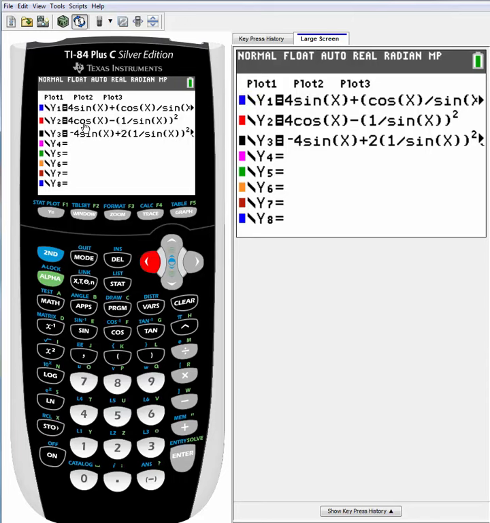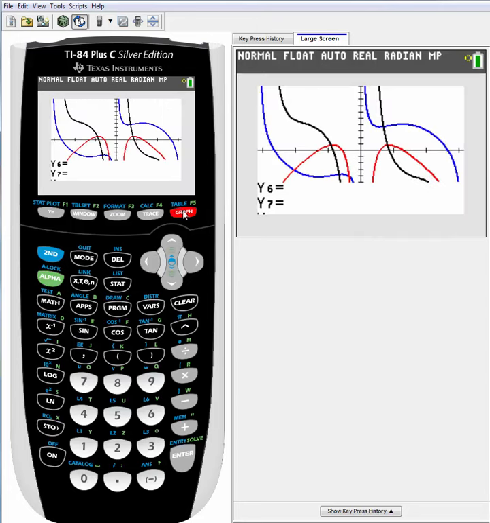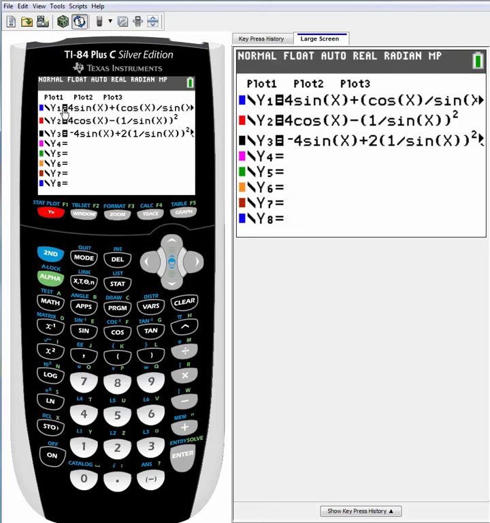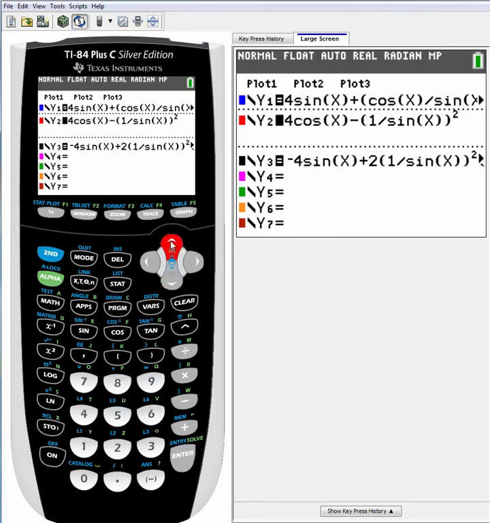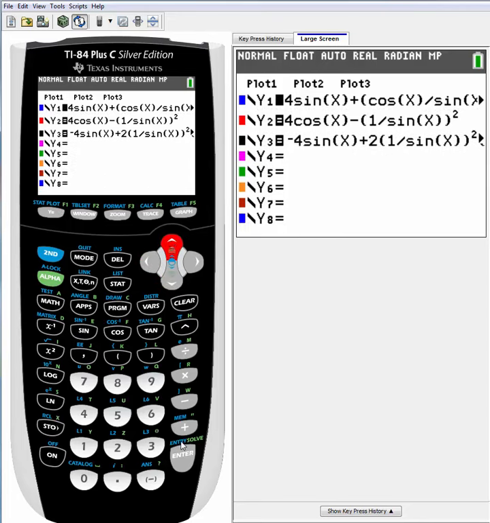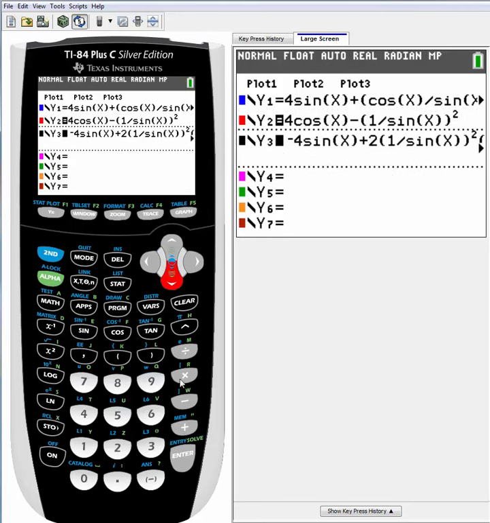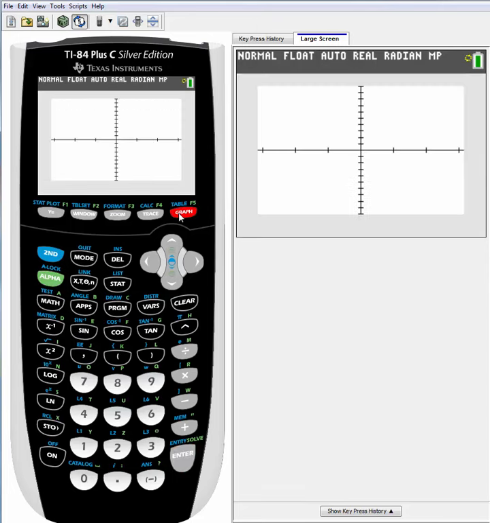So what I'm going to do here is, I have all of these graphs now. It's kind of jumbled, so I'm going to go back and turn off the original graph and the second derivative. So I just want to have a look at the first derivative. It's the red one. So when I graph this, it should just have the first derivative by itself.